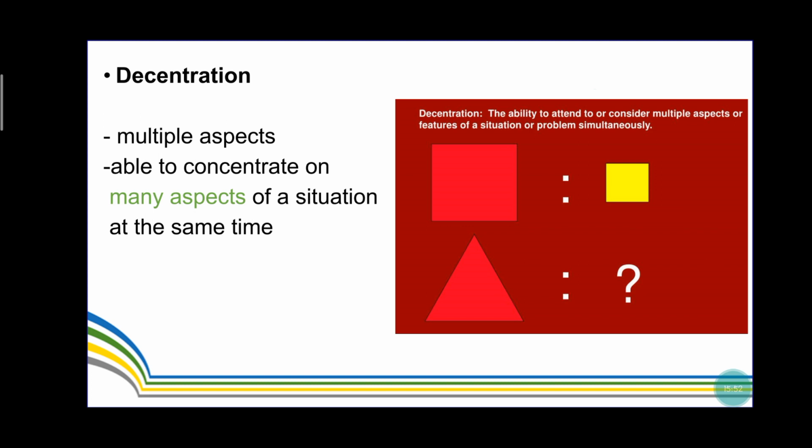So, decentration, the ability to consider multiple aspects or features of a situation or problem simultaneously. So, always remember, decentration, many aspects or multiple aspects. Remember that one. Decentration is to multiple aspects.